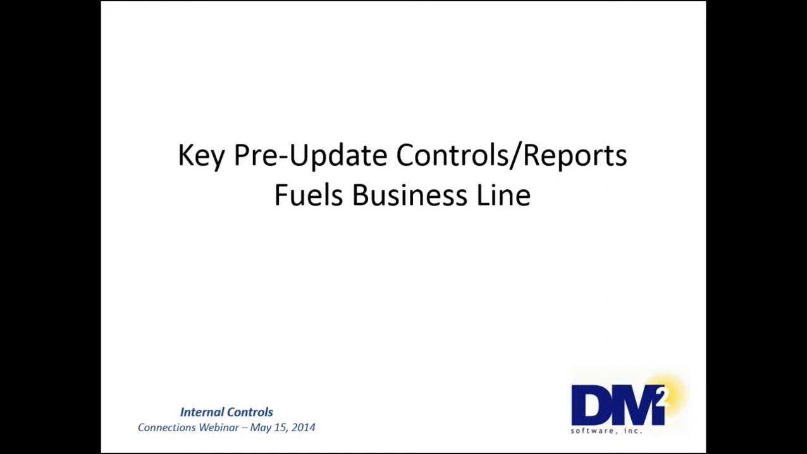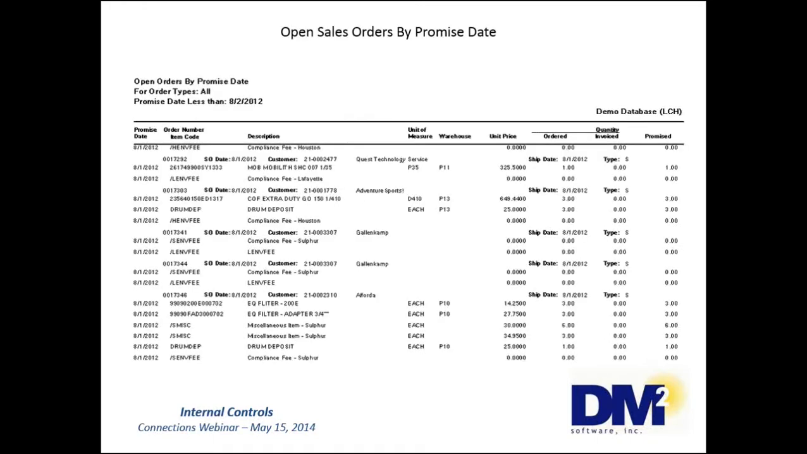First report that we're going to go over is the open sales orders by promise date report. With the open sales orders by promise date report, you can get visibility into what orders are still not fulfilled and invoiced based on date criteria that you select.